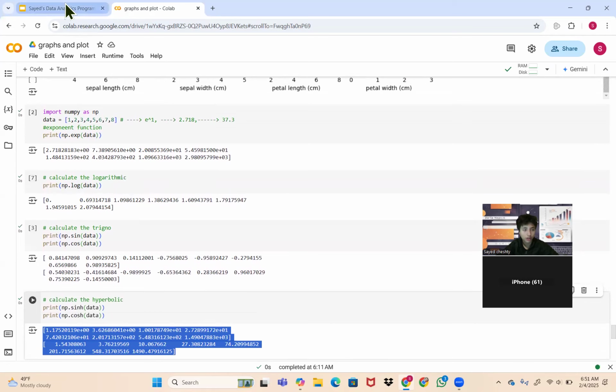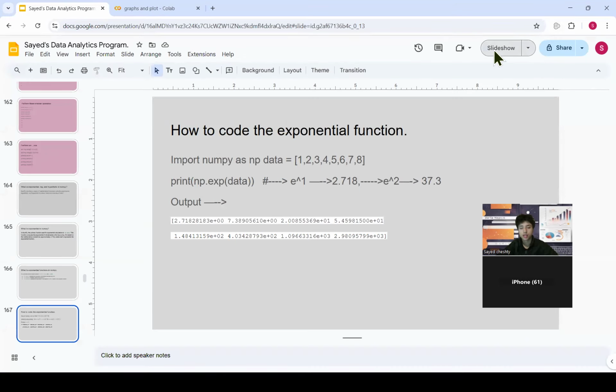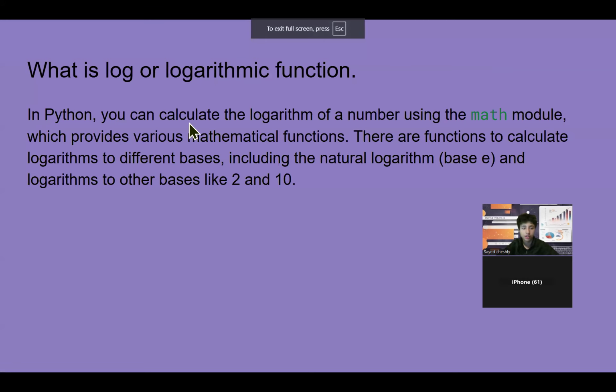So now let's calculate the logarithmic functions. First, what is log? In Python, you can calculate the log or logarithm of a number using the math module, which provides various mathematical functions. There are functions to calculate logarithms to different bases, including the natural logarithm, base e, and logarithms to other bases like 2 and 10.